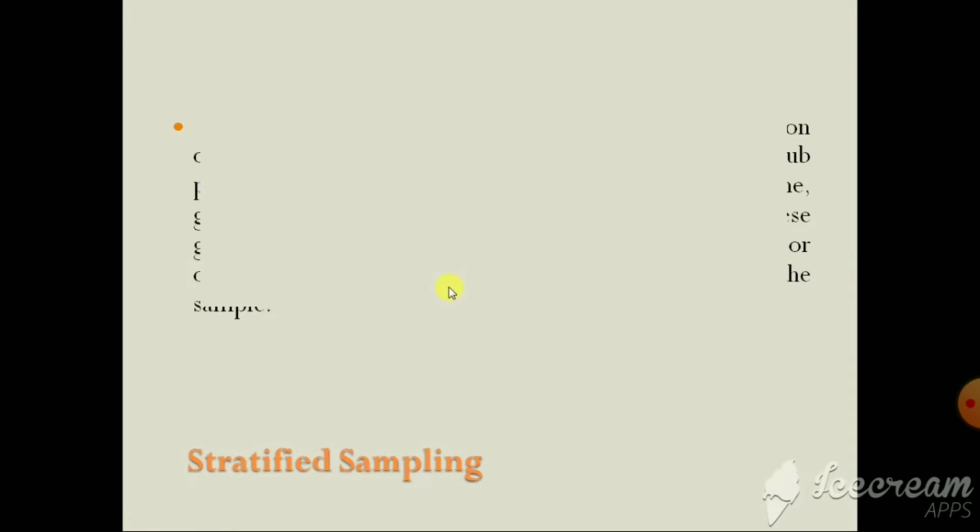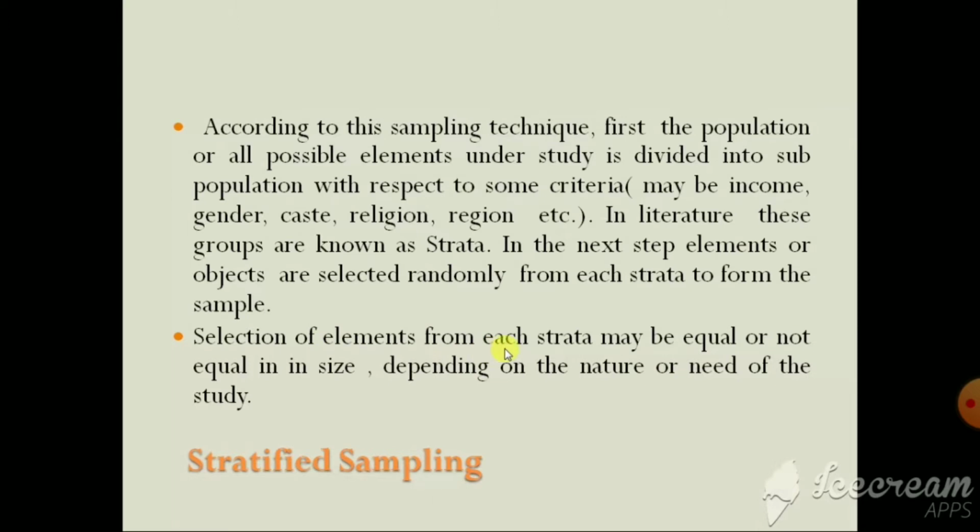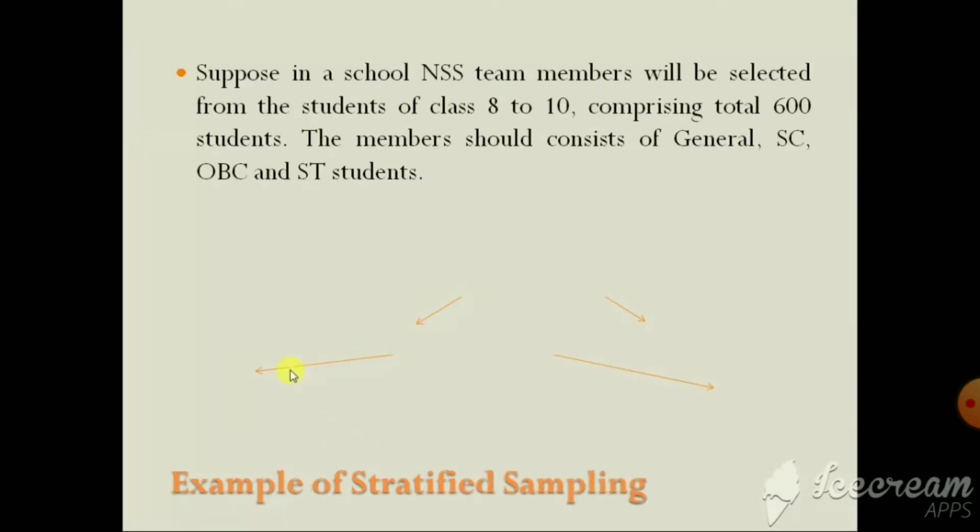The next is stratified sampling. According to this sampling technique, first the population or all possible elements under study is divided into subpopulations with respect to some criteria, maybe income, gender, caste, religion, region, etc. In literature, these groups are known as strata. In the next step, elements or objects are selected randomly from each stratum to form the sample. Selection of elements from each stratum may be equal percentage or not equal in size depending on the nature or need of the study.